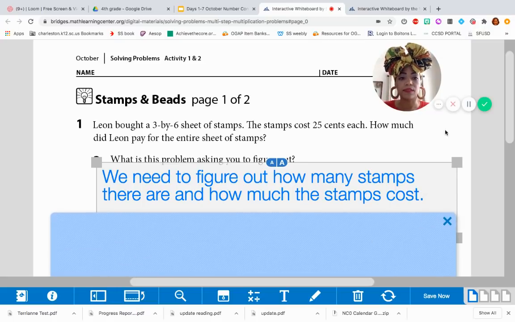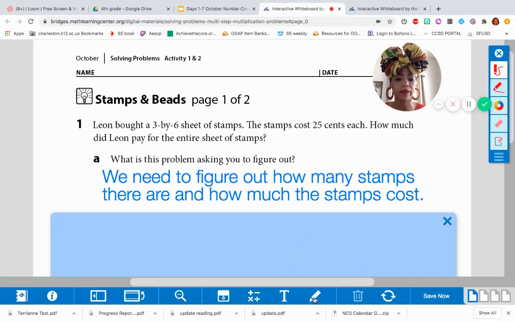Before we even do that, let's think. What information in the problem is going to help us solve this? And let's underline it, much like we did the last time. What information do we need to figure out how many stamps there are and how much the stamps cost? Okay, so we know that there's a 3x6 sheet of stamps. Okay, what else? Right, they cost 25 cents each.